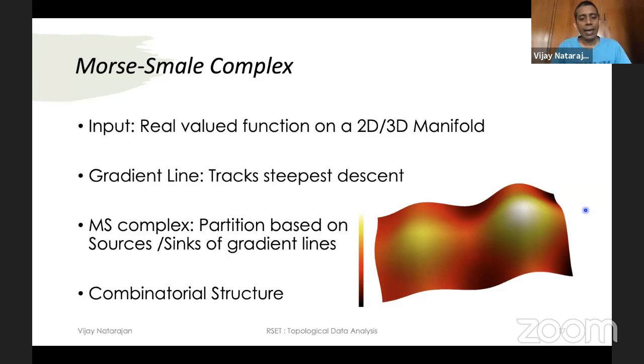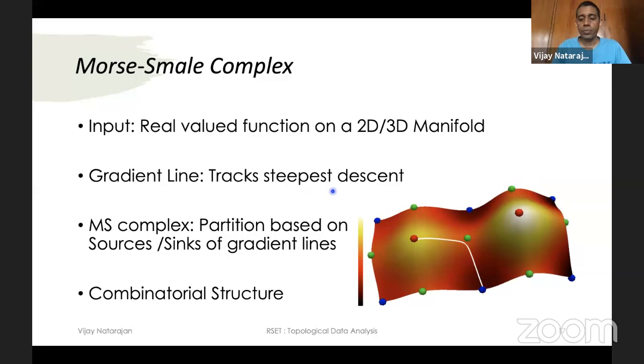The gradient lines track the steepest descent. I have annotated the scalar function here with the critical points. These are where the gradient becomes zero. So the local maximum where the gradient is zero, local minimum where again the gradient is zero. You can also have saddles where the gradient is zero. In English, these are also called passes, between two mountains.